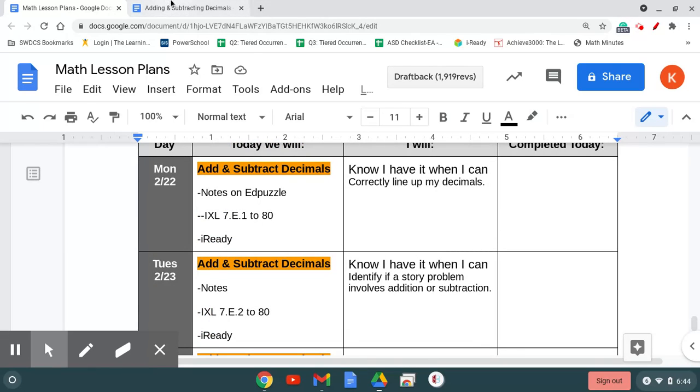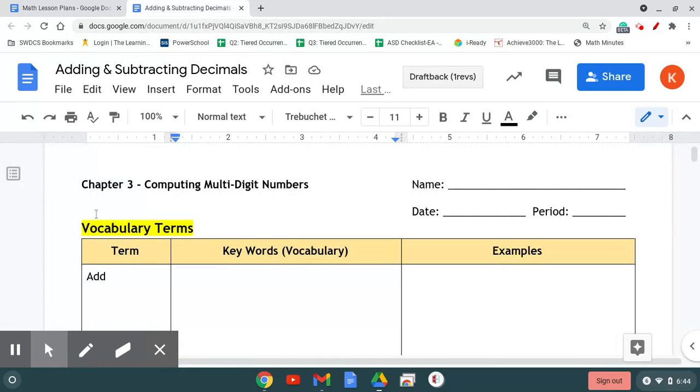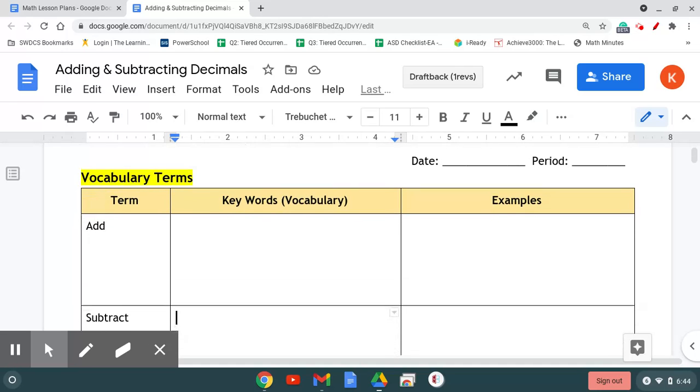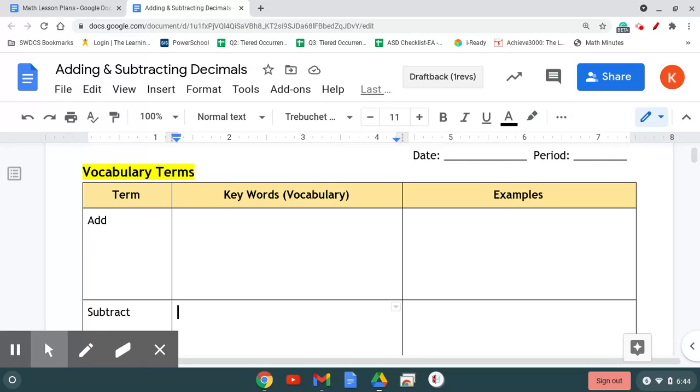All right, so let's dive into our notes. So you all should have this in your binder as always. Make sure what I'm writing down, you're writing down at the same time so that you can learn. Okay, first thing we're going to talk about is vocabulary terms.